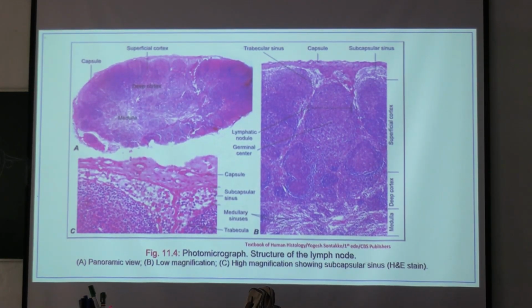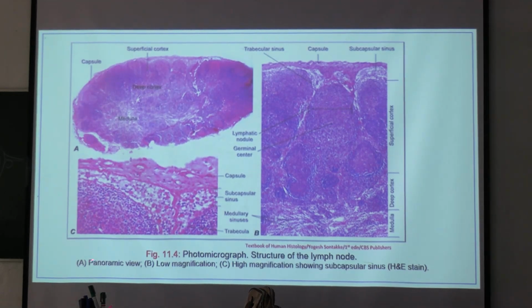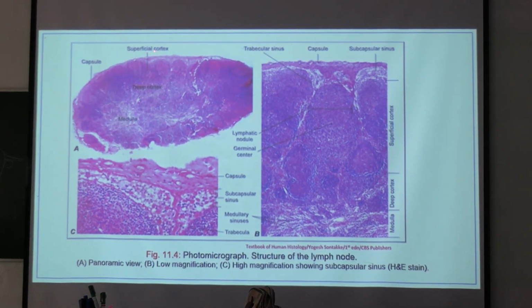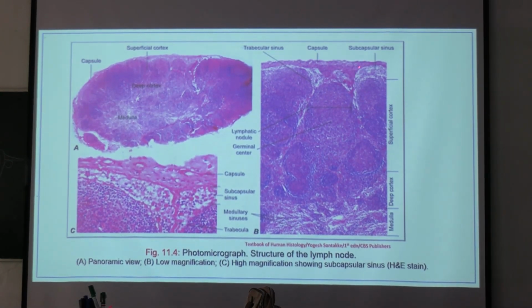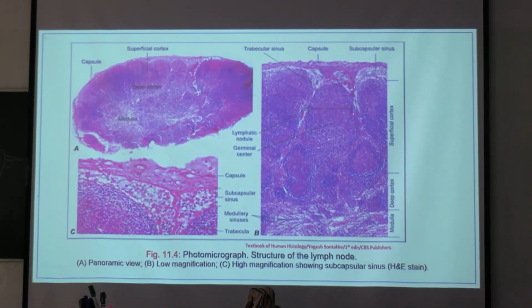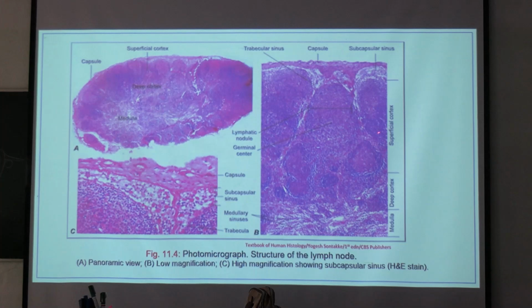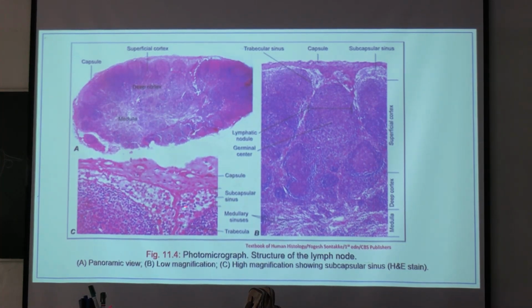Now see, this is the panoramic view. Superficial cortex, deep cortex, medulla, this is the capsule. Now trabecular sinus, capsule, subcapsular sinus, and you can see the lymphatic nodule here, and the germinal center is here. And you see this in higher magnification.